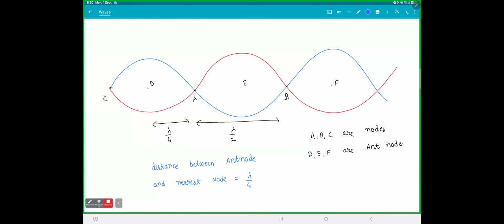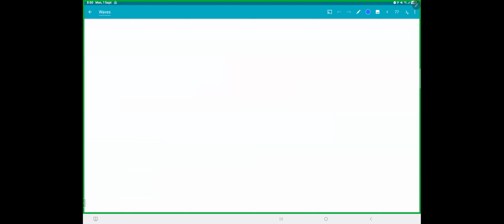Clear with that? Whatever I was showing you with the picture, that is what it looks like. So on a string, if certain points are not moving and certain points are moving with double the amplitude, the whole thing looks like it forms loops. Whenever they have to represent a stationary wave in books and all, this is how I will write a stationary wave. So we represent stationary waves with this symbol.